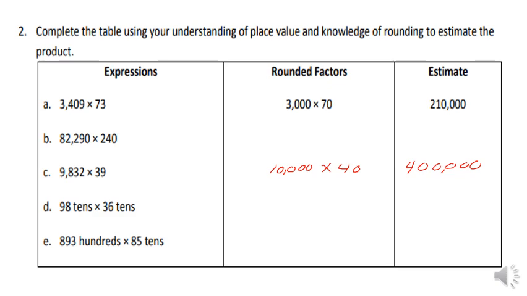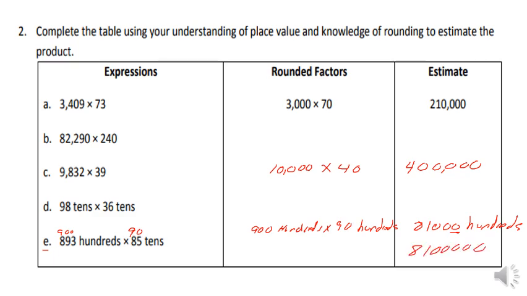Now, the bottom one, on E, once again, it says hundreds. I'm going to round this. I know this would be close to 900 hundreds. 85 tens would be closer to 90 tens. So I basically have 900 hundreds times 90 hundreds, and I'm going to end up with 81,000 hundreds. And I know this last one has to be in the hundreds place, so I have to actually add 2 zeros. 81,000 and 2 more zeros. So we end up with 8,100,000.